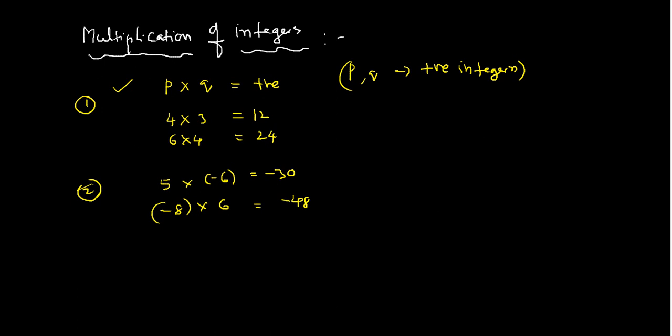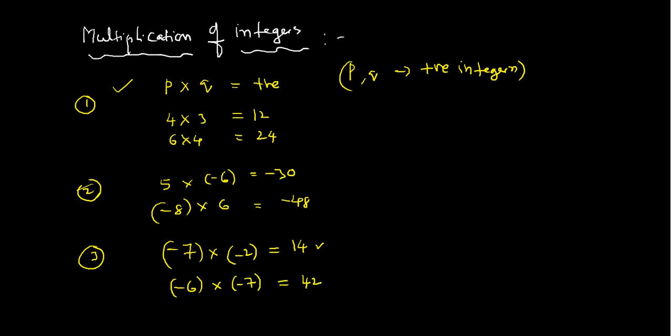Next, the product of two negative integers is positive. For example, take minus 7 multiplied with minus 2. What you will get is 14, which is a positive integer. In the same way, if you take minus 6 into minus 7, 6 sevens are 42, so 42 is a positive integer. So the product of two negative integers is positive.